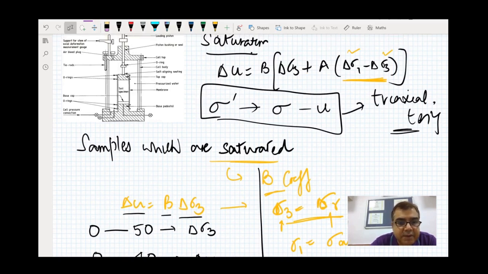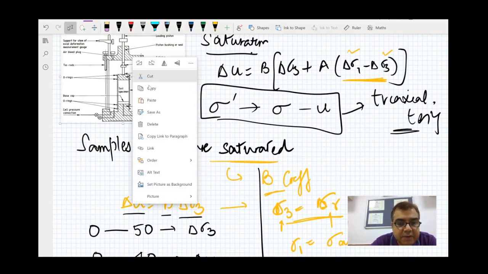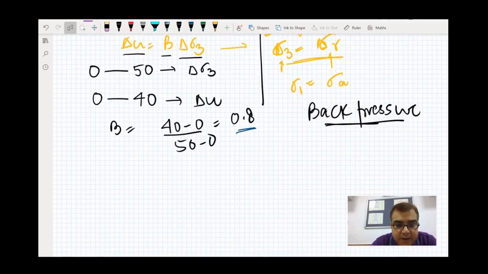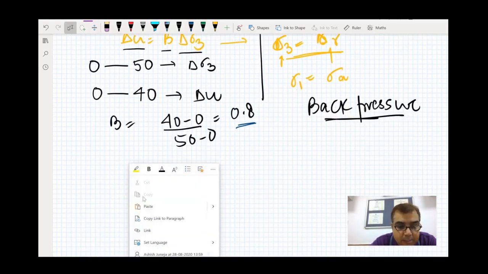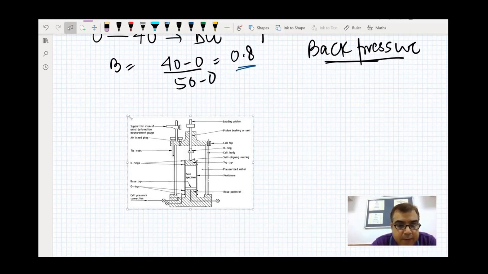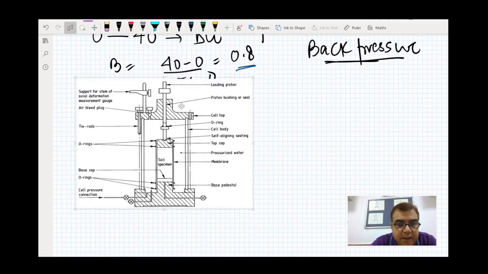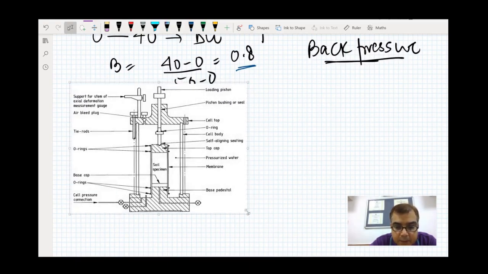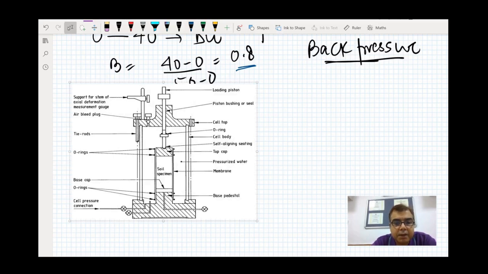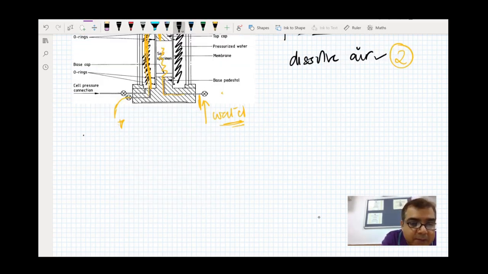If I just zap this again, I'm going to have zapped it a few times. I'll just zap again and bring it down. That's my figure. Back again. Okay. Use a term called back pressure.